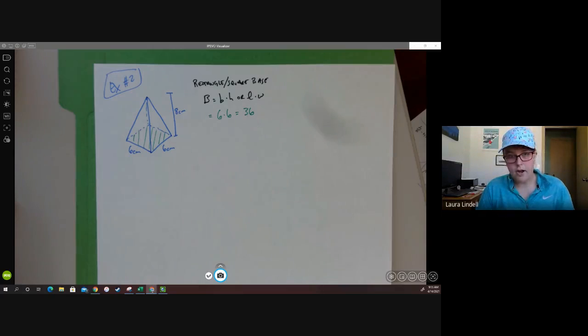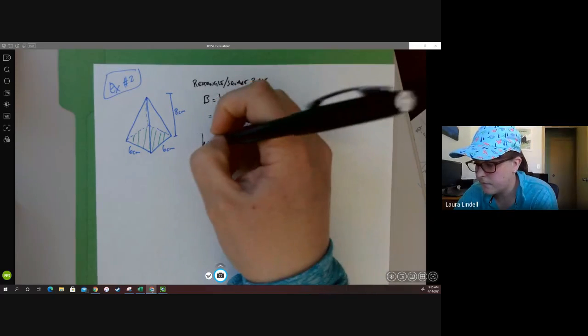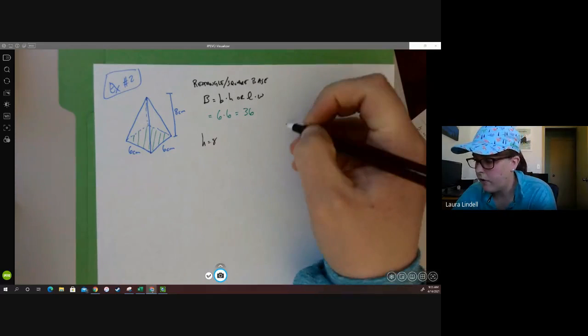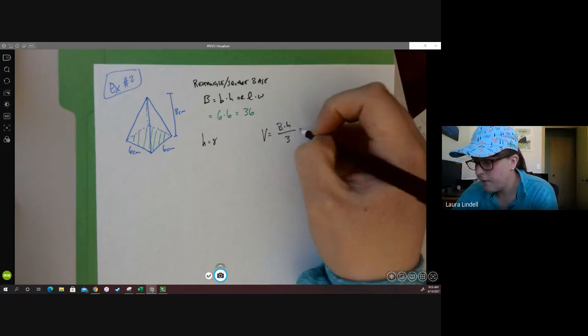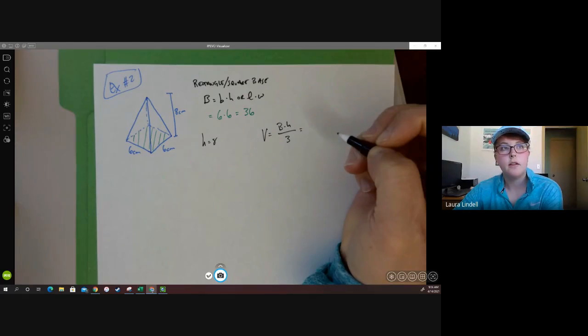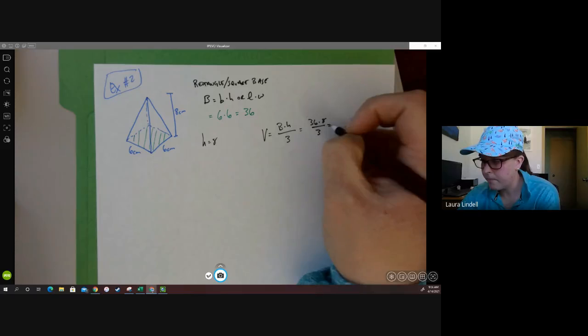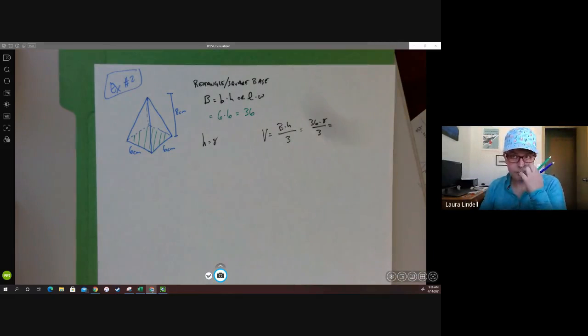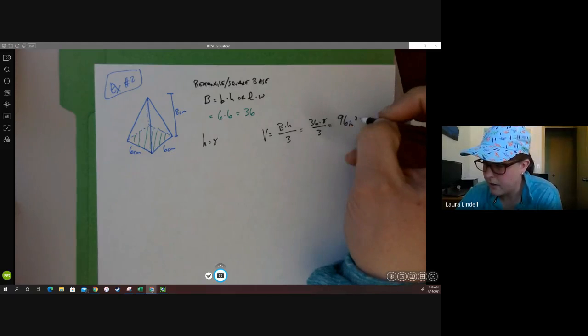And then the overall height of this thing is 8. So to do our volume, area of the base times the height divided by 3, we're just going 36 times 8 divided by 3. And that we can type into a calculator. So we should get 96 cubic inches.